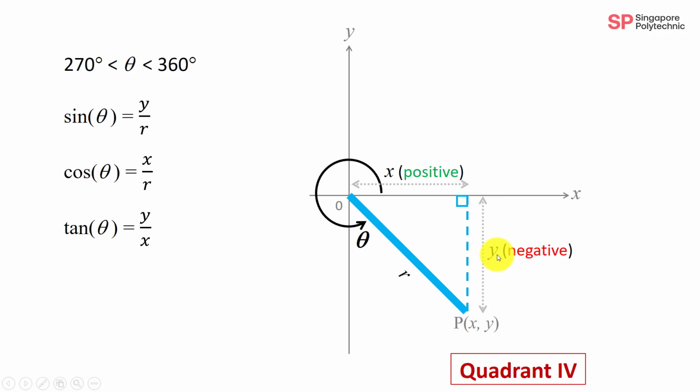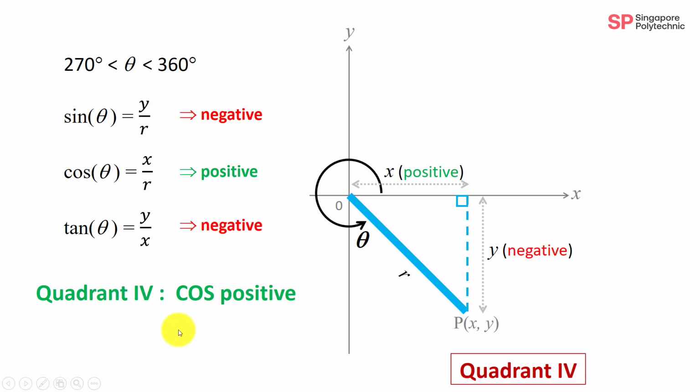Sin theta is a negative y divided by r, which gives a negative value. Cosine theta is a positive x divided by r, which gives a positive value. Tangent theta is a negative y divided by a positive x, which gives a negative value. So in Quadrant 4, only the cosine ratio gives a positive value.